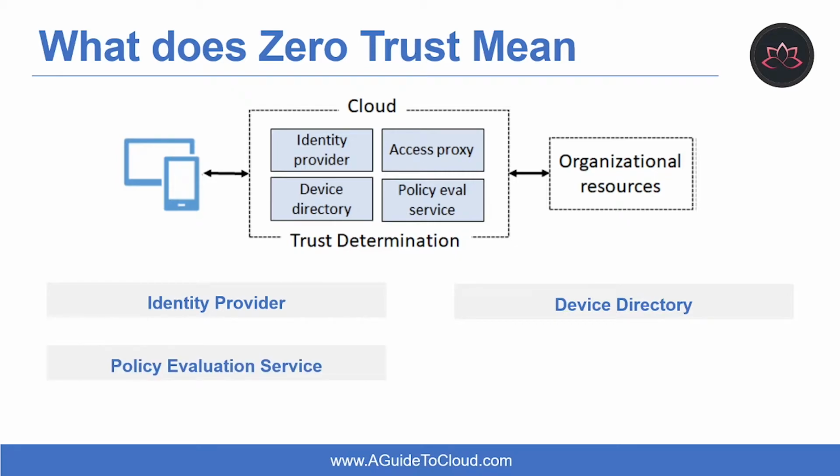The next trust determination is the policy evaluation service. This determines whether the user and device conform to security policies. And the last trust determination is access policy. Access policy determines which organizational resources can be accessed.